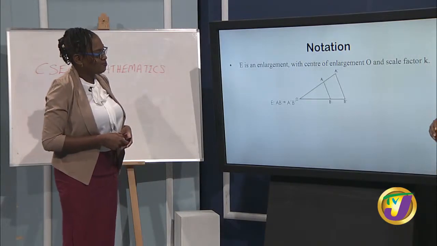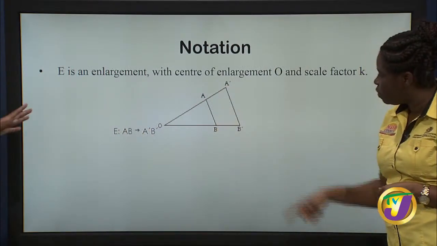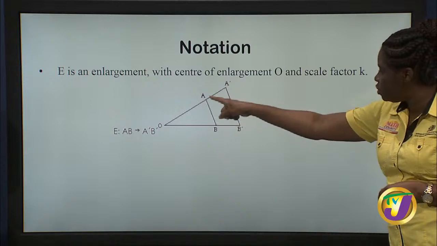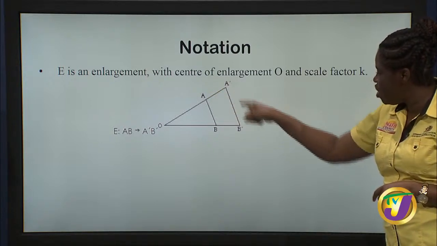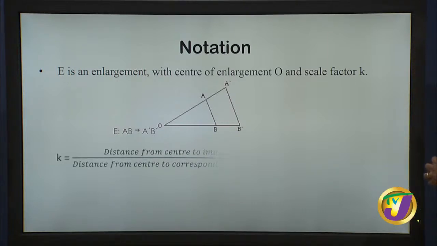So here we have a diagram, and here we have our notation. So how do we read this notation? The E stands for enlargement. So it's an enlargement where the object AB is transformed or mapped to A prime, B prime. So these would be object, image, with the image having this small notation, the line above the letter.